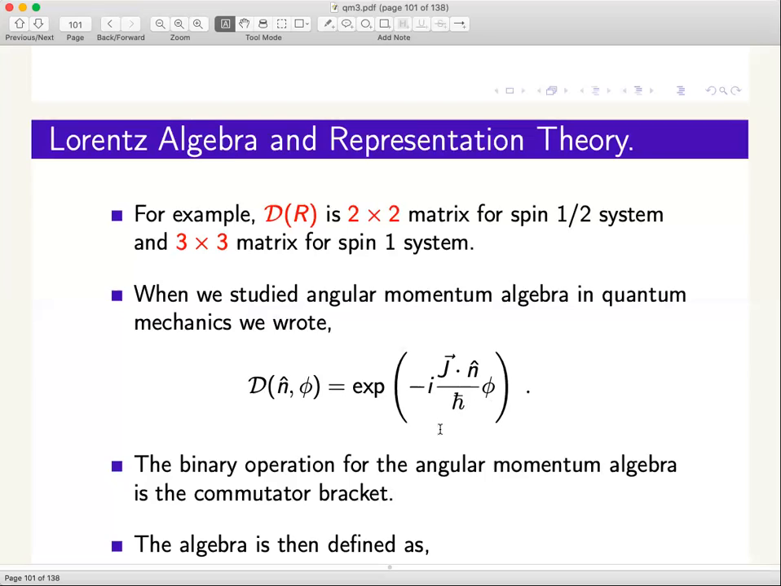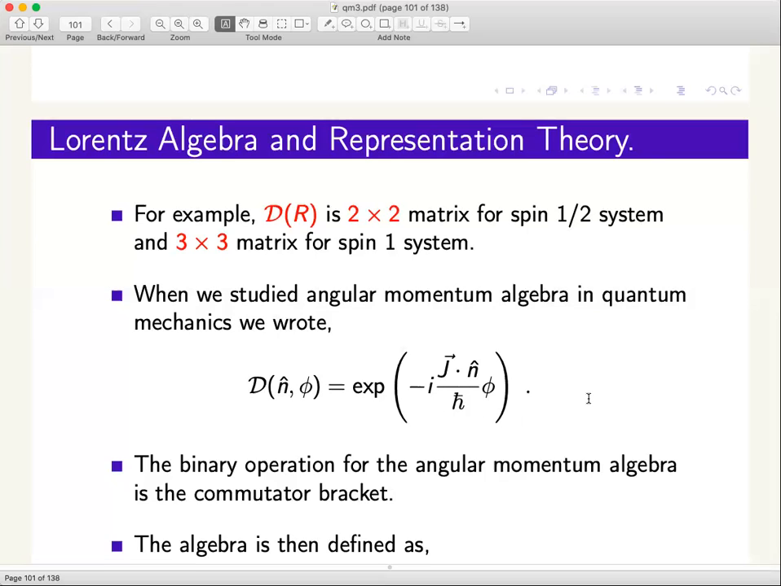As usual, I have tried to keep track of h bar in this discussion also, but there is a chance that I may have missed it at a few places. But please point it out if that is the case.